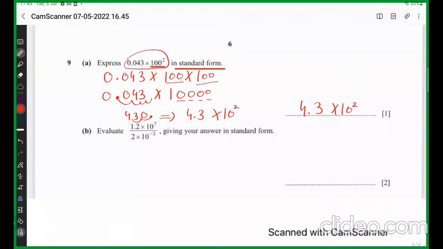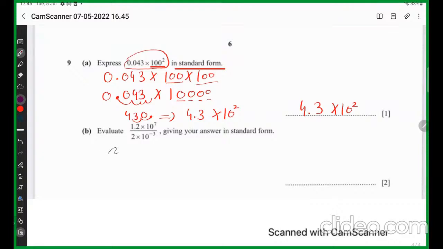It says, evaluate 1.2 multiplied by 10 power 7 divided by 2 multiplied by 10 power minus 3, giving your answer in standard form. Now, one thing is certain, this question is coming in paper 1. You do not have your calculators. You need to do it on your own. How do we do it?